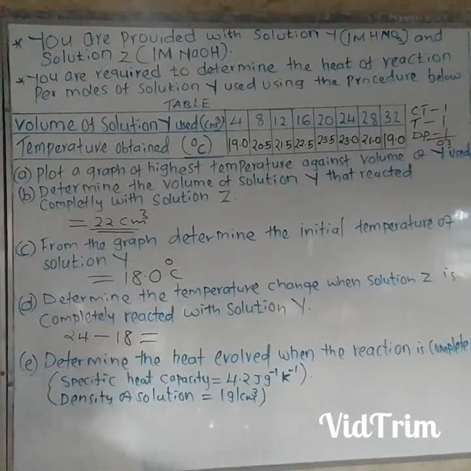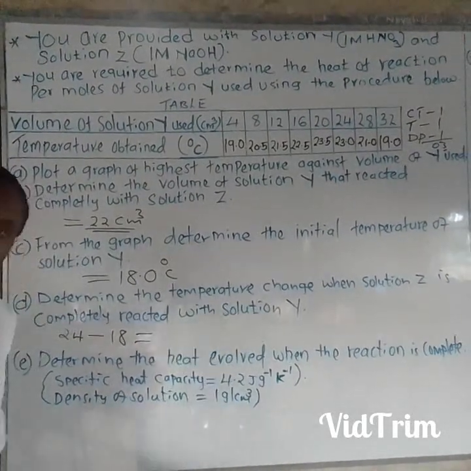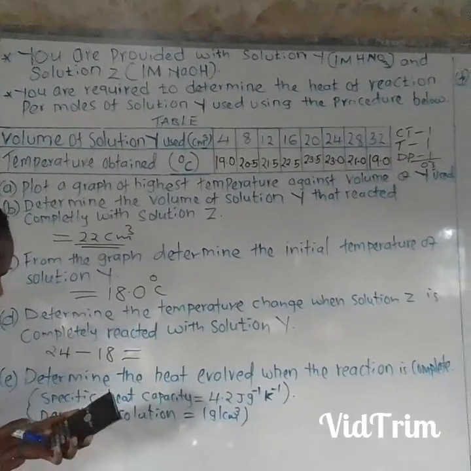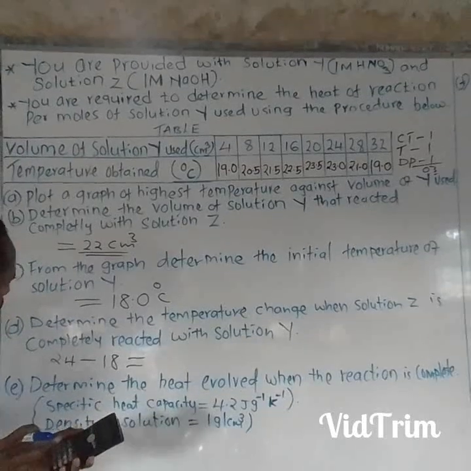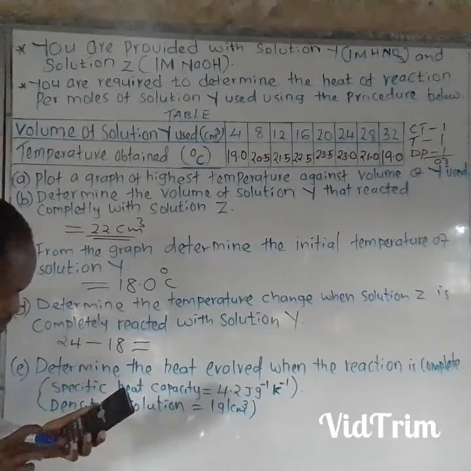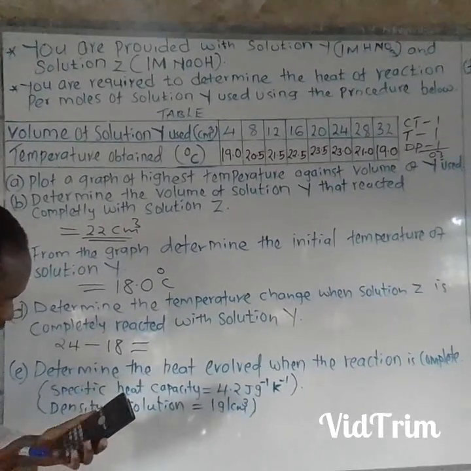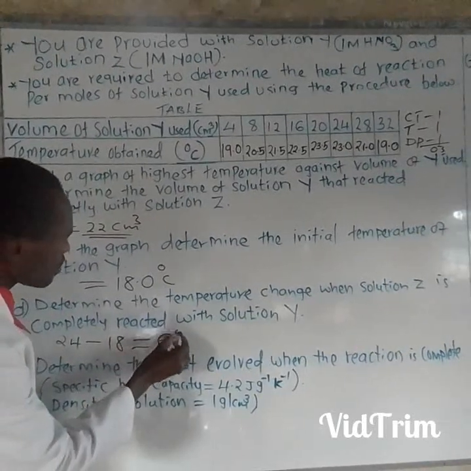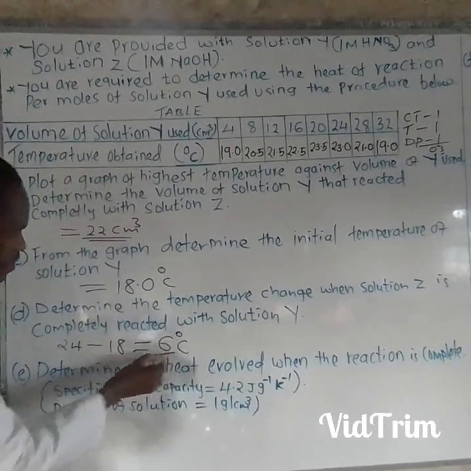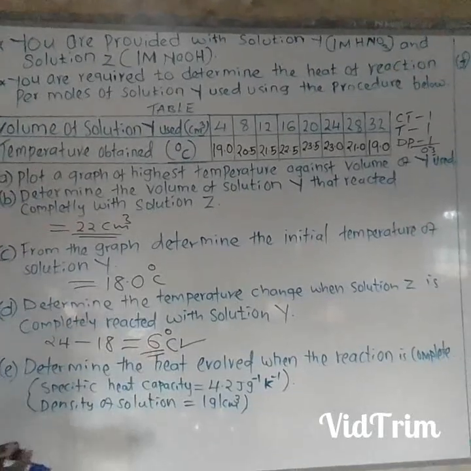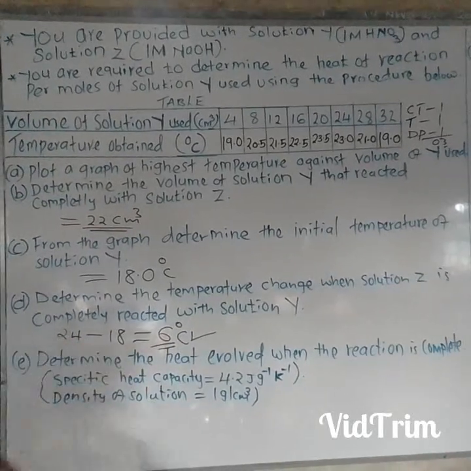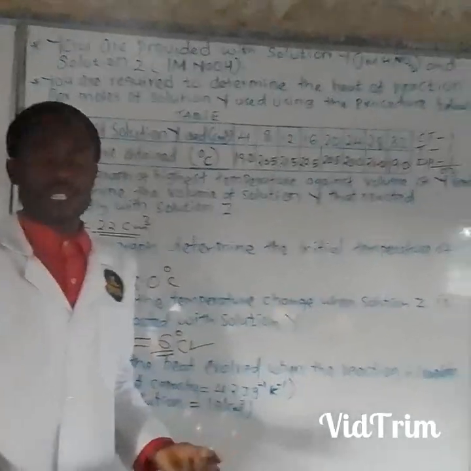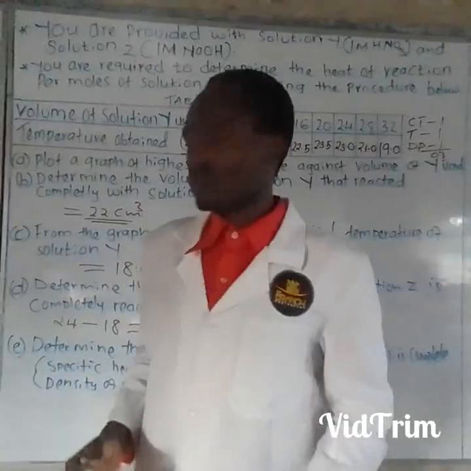Then when you subtract, my student, the calculator is very important here. So I take 24 minus 18. This gives me 6 degrees Celsius. You get 6 degrees Celsius. Is it okay, my student?